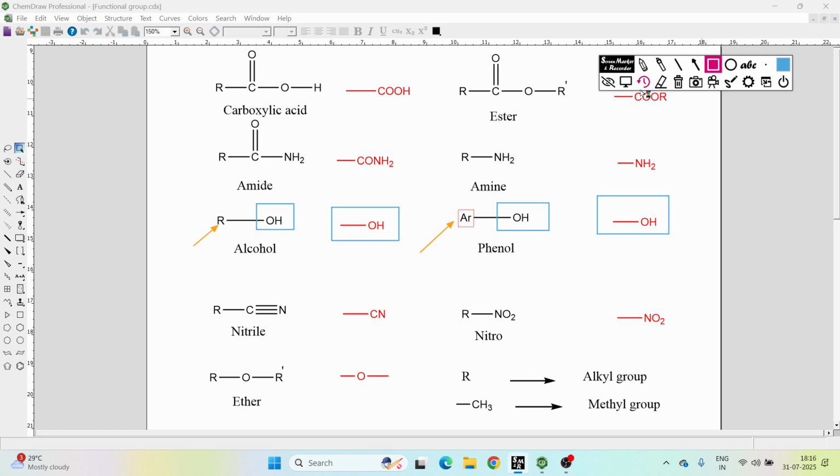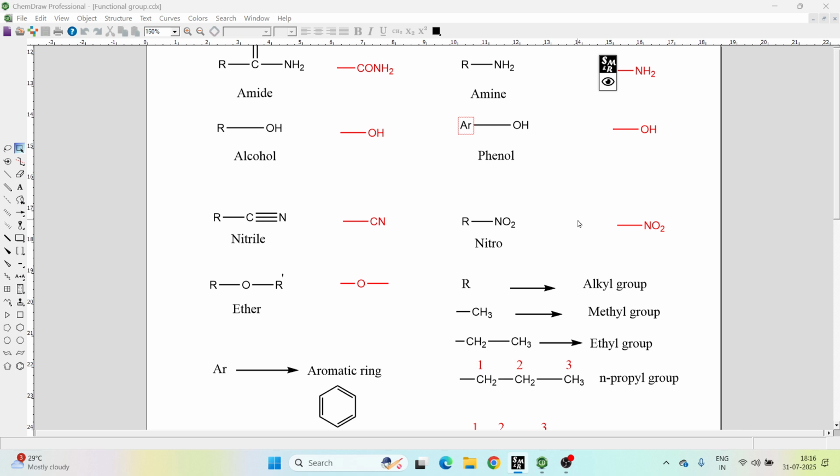We come to the next category. What is the next category? The next category is here. We have nitrile. Can you see the nitrile group here? The cyanide group, CN. So nitrile has the functional group CN. How do you write CN? It is C triple bond N.